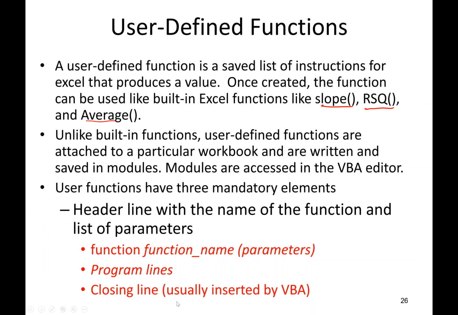Now, every program in VBA, every function, has the same format. It always starts off with the first line, and you must write the word function. Then give the function any name and give the parameters inside these brackets. We're going to hit enter, and then there's going to be a closing line inserted by VBA, and that closing line is going to be end function. And then we're going to put some kind of calculation in between those two.